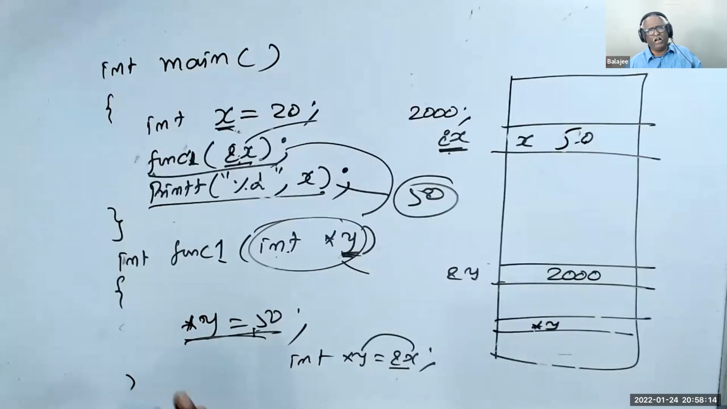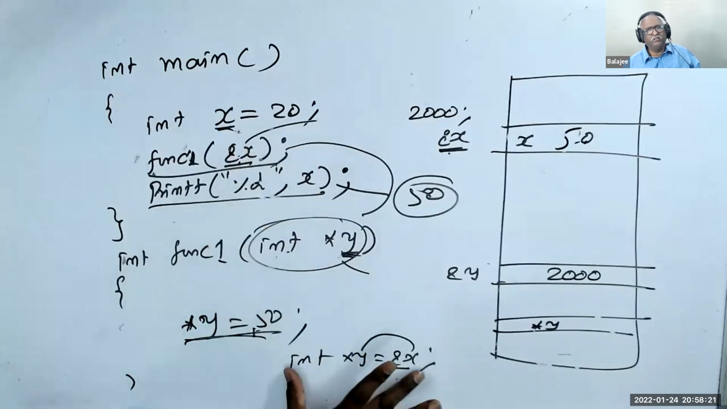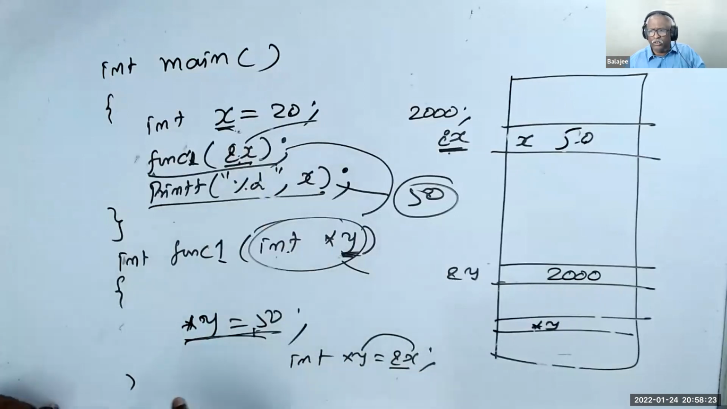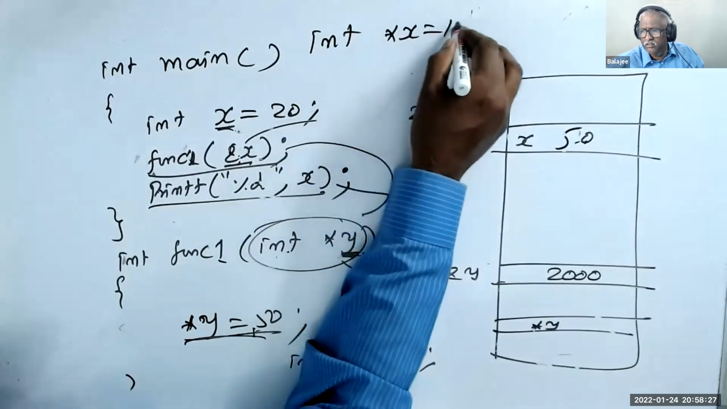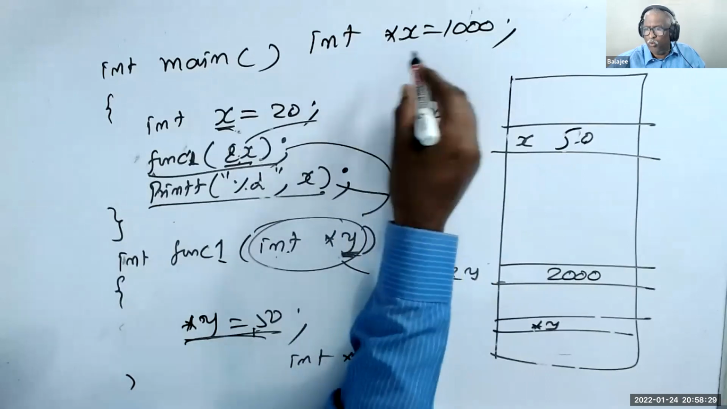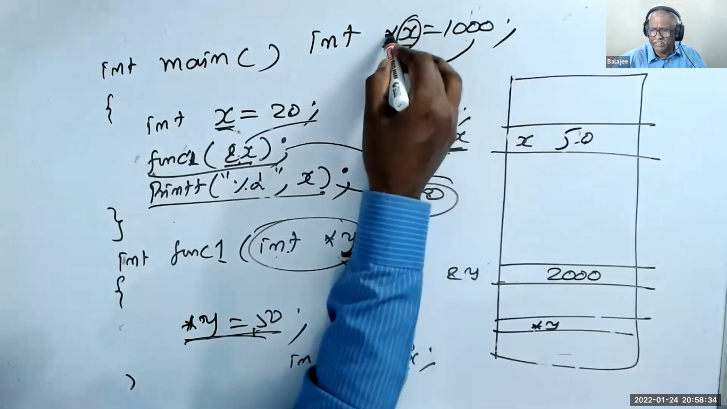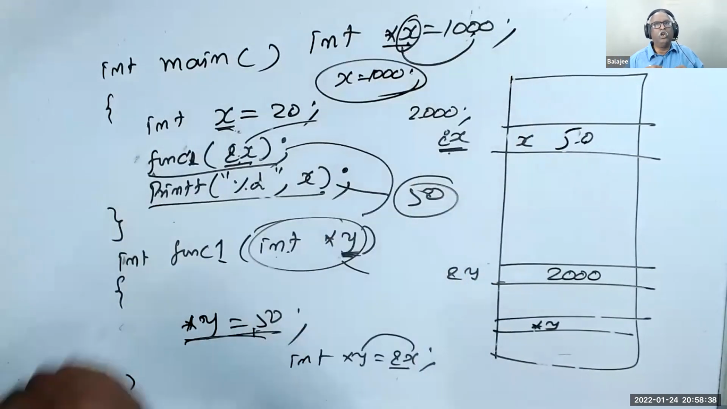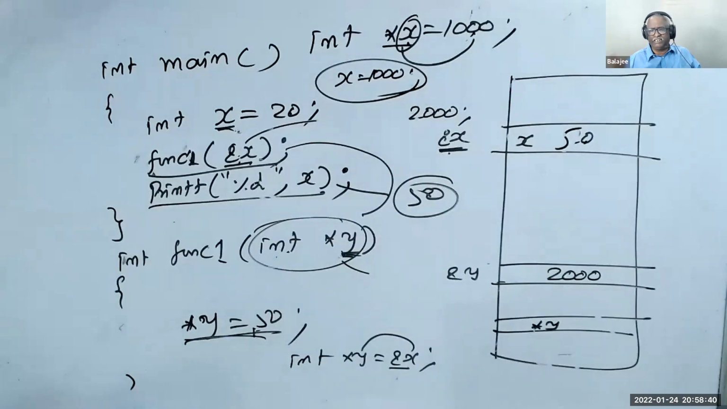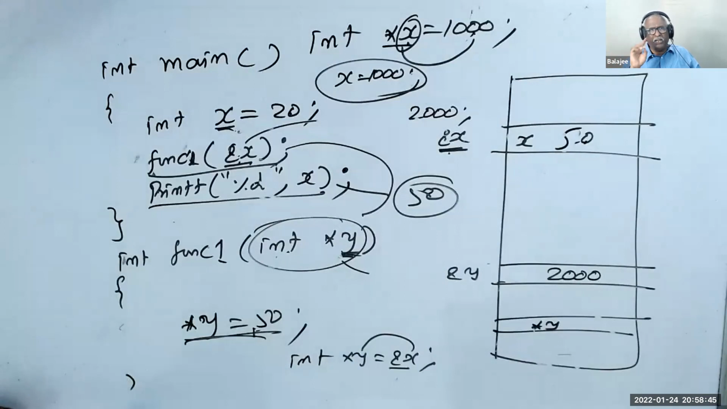When you start writing a program, you'll understand. This is not very great. You have to understand this statement. When I do int star x is equal to 1000, that means you are not initializing star x, you are initializing only x. You are initializing only the pointer. You are not initializing the variable. Please understand that. These are all certain C rules. You better behave.